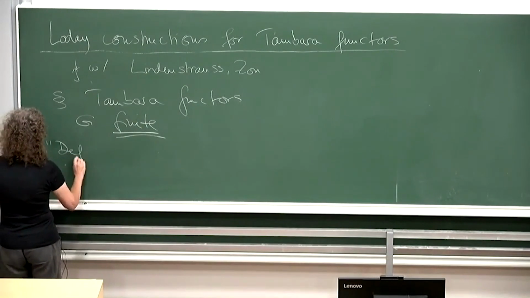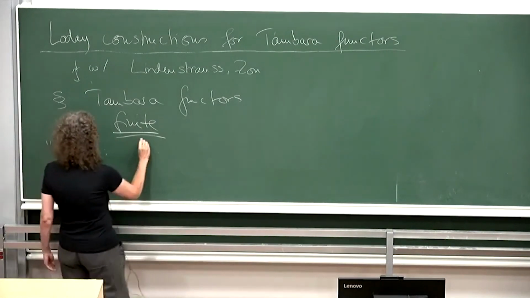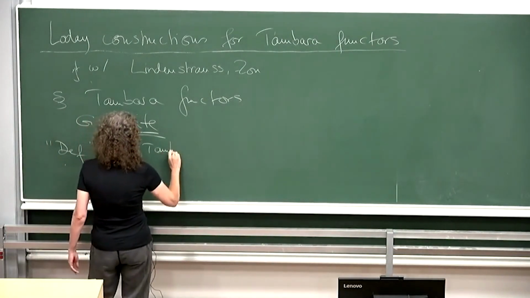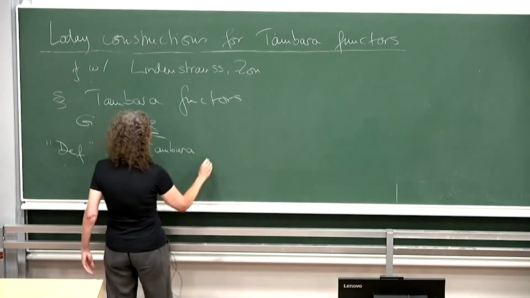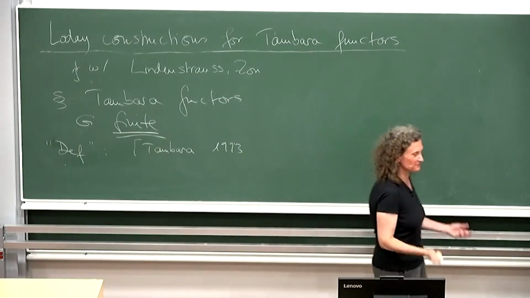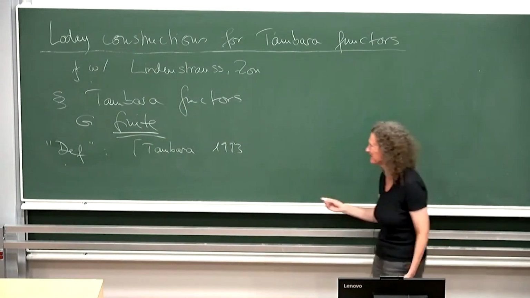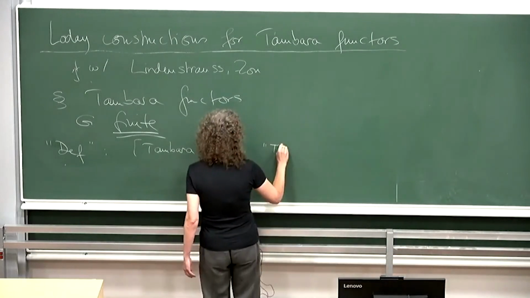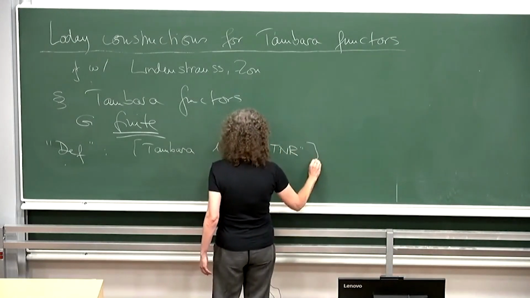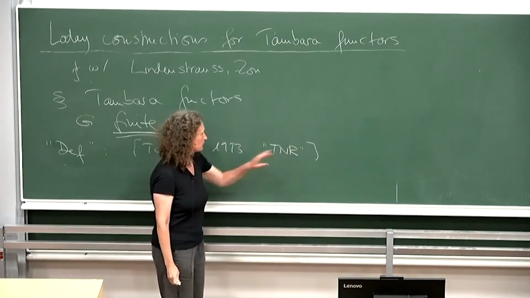The definition, or the pseudo definition I give you, is probably closest to the original one by Tambara. So if you miss some details, just check it up with him. And of course, he didn't call them Tambara functors. He's Japanese, so he's very, very moderate. So they are called T and R functors in his world: trace, norm, restriction.